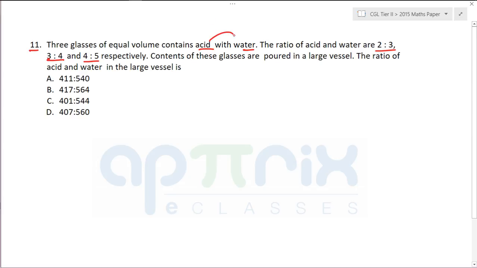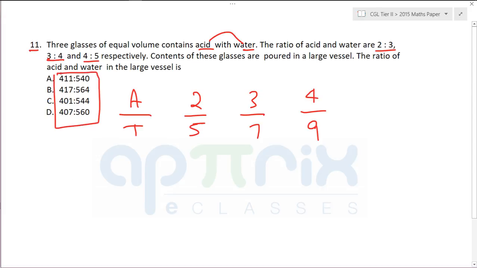First, this is an acid and water ratio. Whenever you deal with such a question, you have to calculate acid by total or water by total. I'm writing acid by total for all 3. So it will be 2 by 5, 3 by 7, 4 by 9. And the way the ratios have been given, they are quite close. Alright, so how to proceed then?